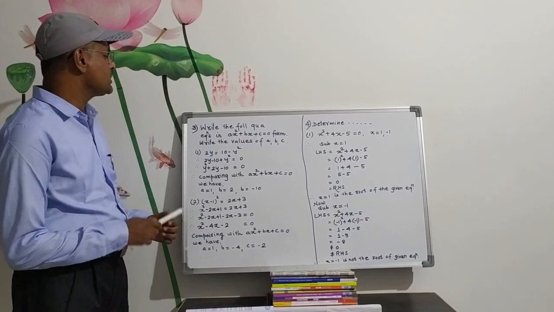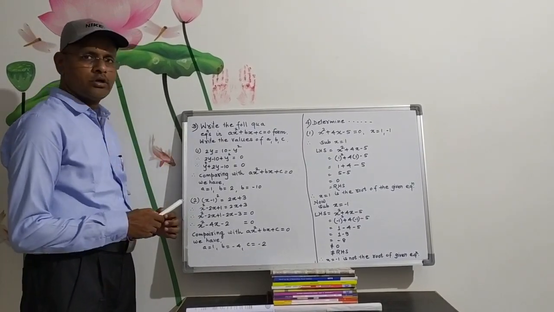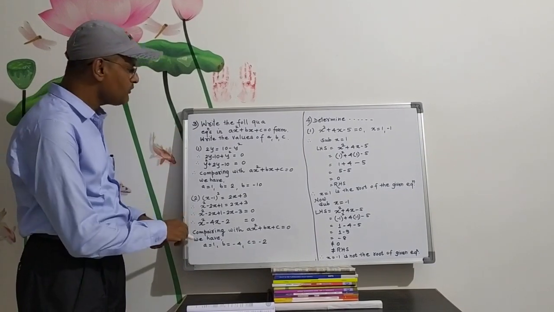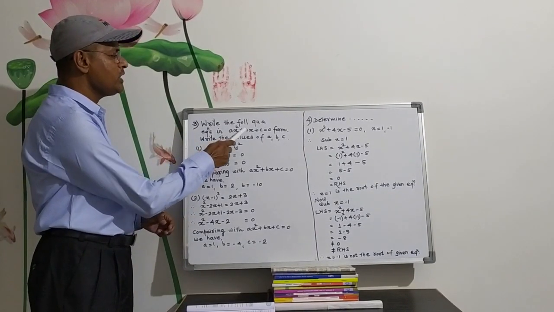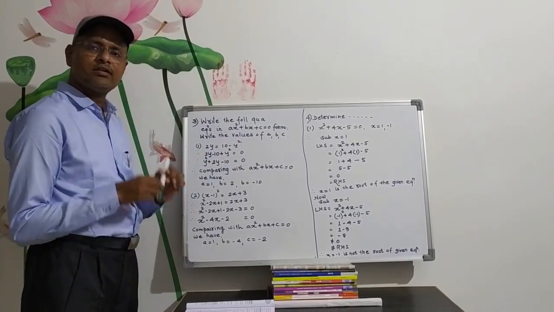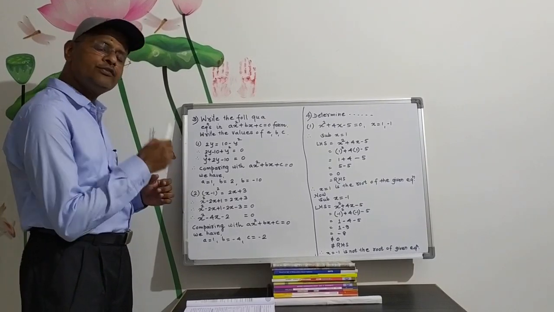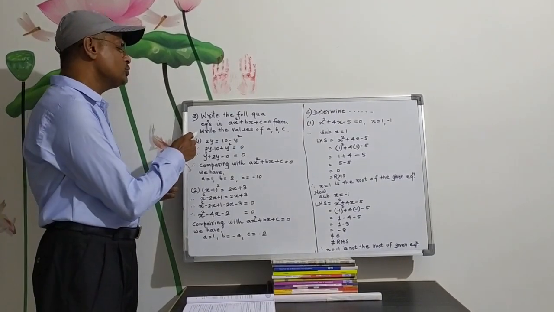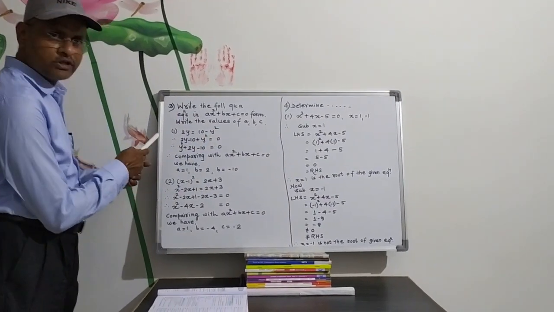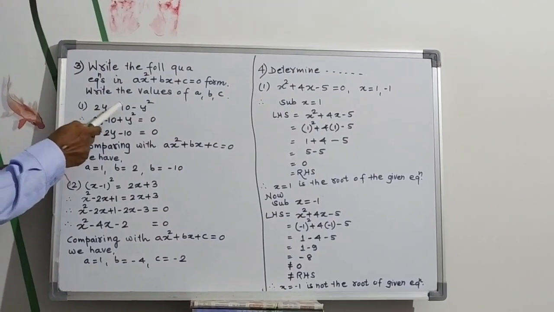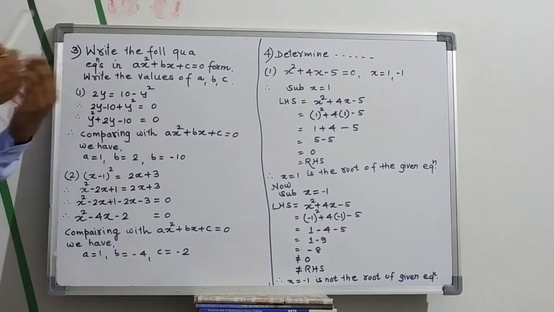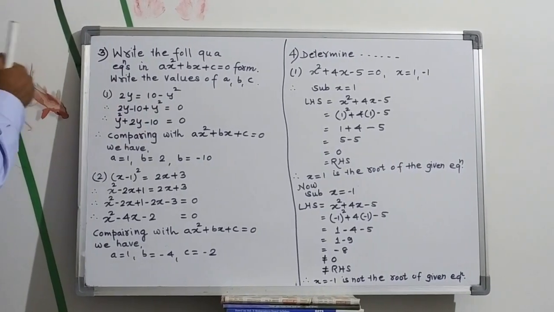Let us move towards example number 3. So in example number 3, you have to write the following quadratic equations in ax square plus bx plus c is equal to 0 as a standard form. And after writing in the standard form, you have to write the values of a, b and c. Look at the first equation here. 2y is equal to 10 minus y square. So we'll shift all the terms to the left hand side.